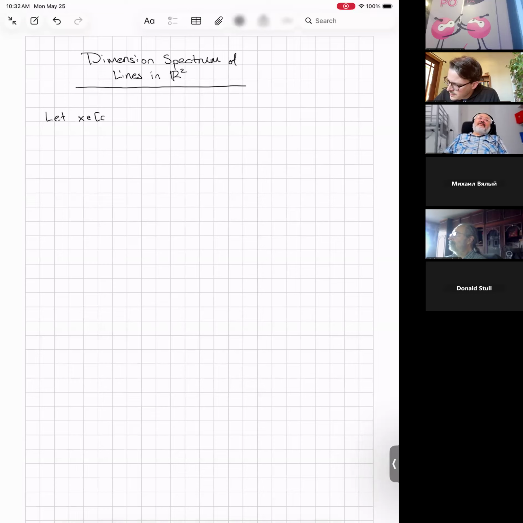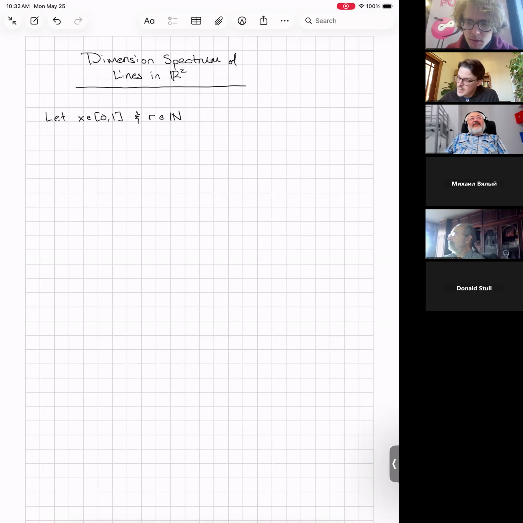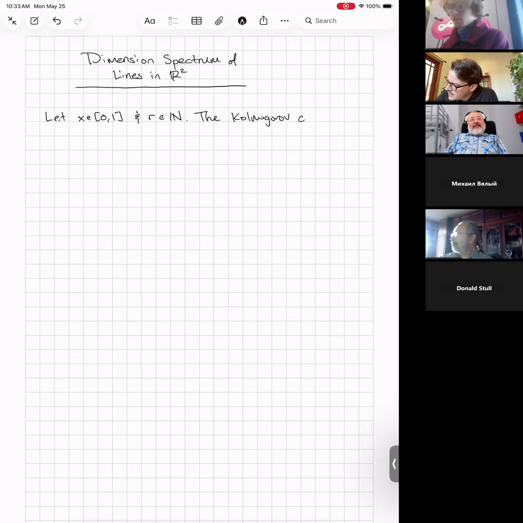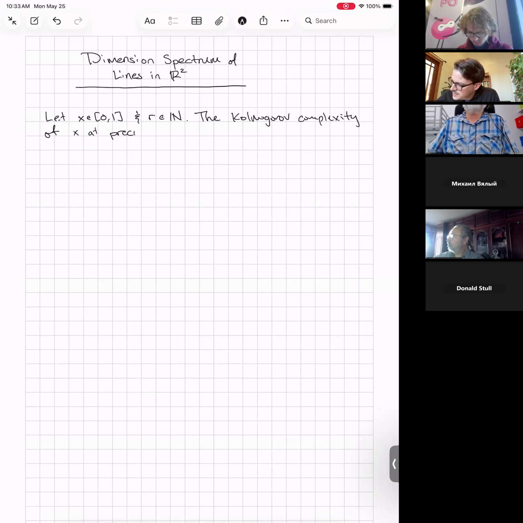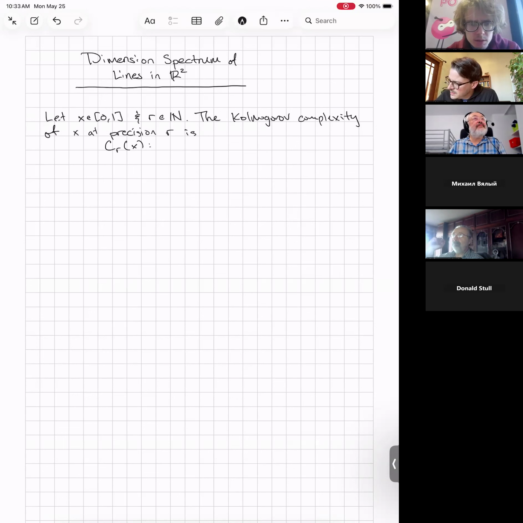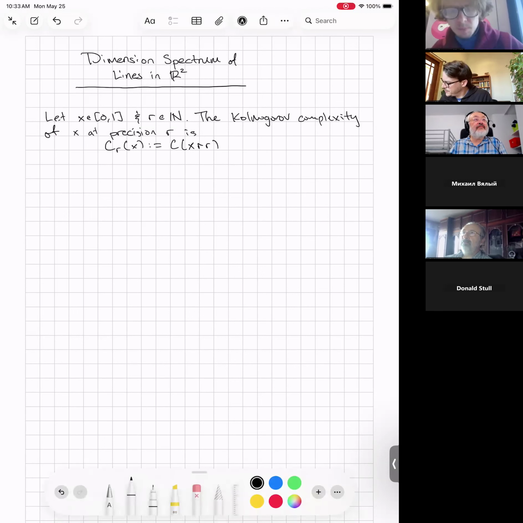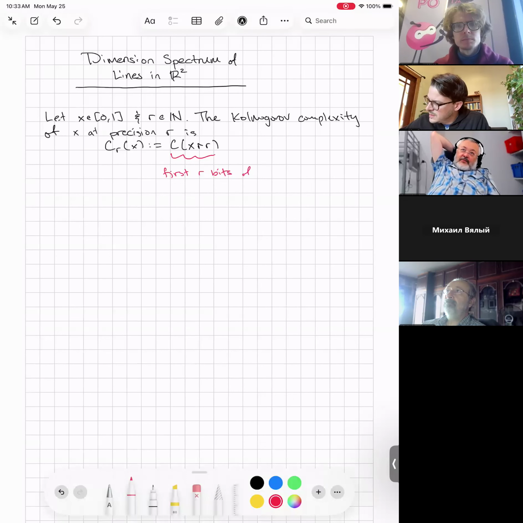If I have, let's say, a real number x between 0 and 1, and a precision r, and when I say precision, I'm always going to mean a natural number, the Kolmogorov complexity of x at precision r is the usual Kolmogorov complexity of the first r bits of x in its binary representation.